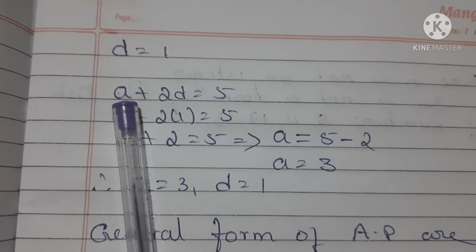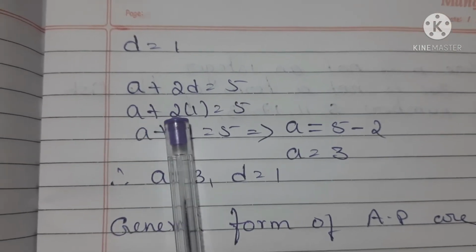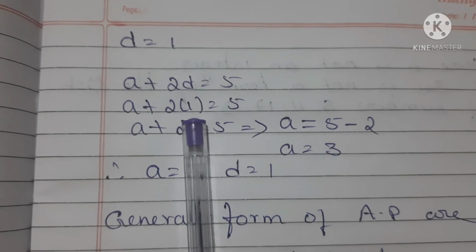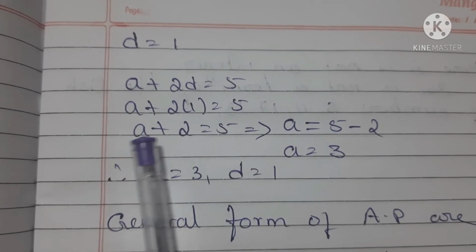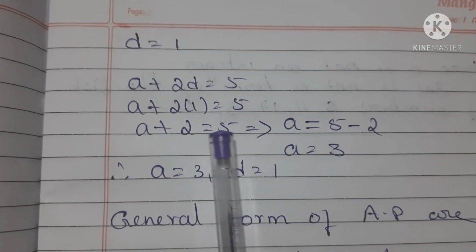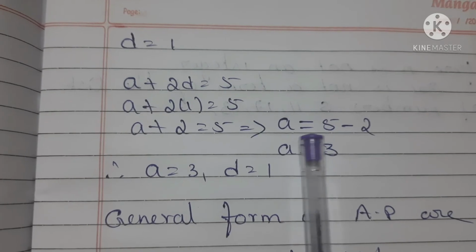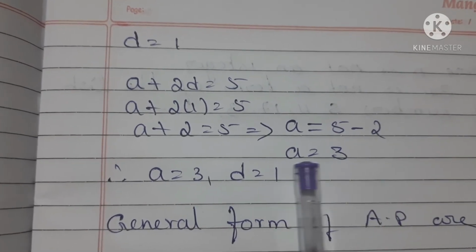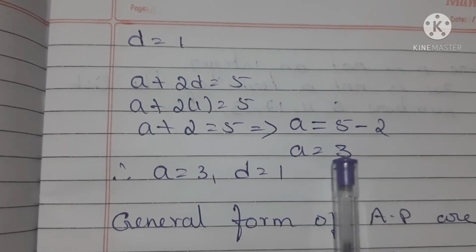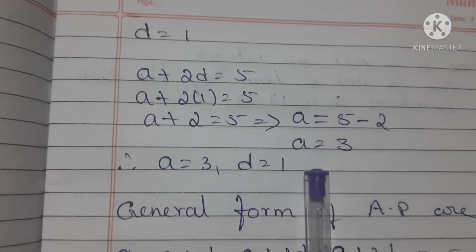What is equation 1 here? a plus 2d is equal to 5. a plus 2 into the d value 1 is equal to 5. a plus 2 ones are 2 is equal to 5. a is equal to 5, and this plus 2 comes to this side, which means minus 2. a is equal to 5 minus 2, which is 3. Now the a value is 3 and the d value is 1.